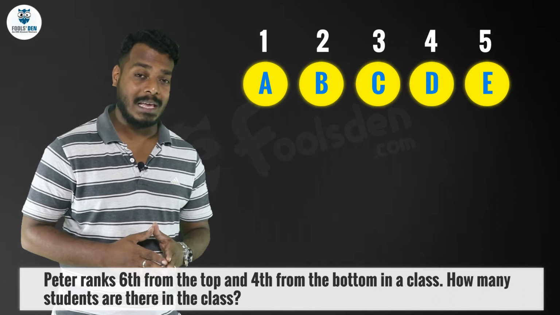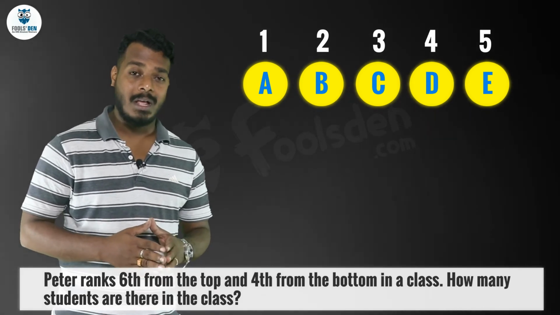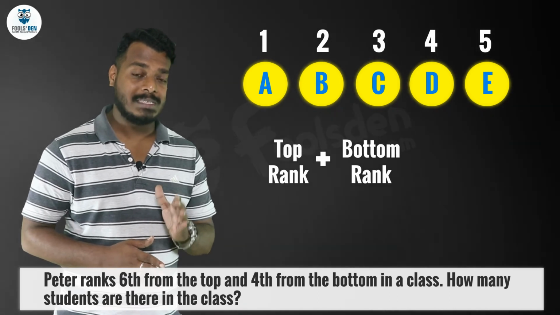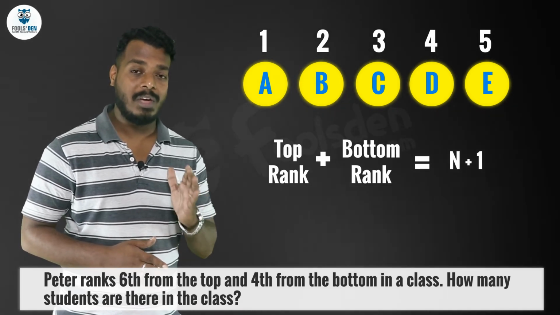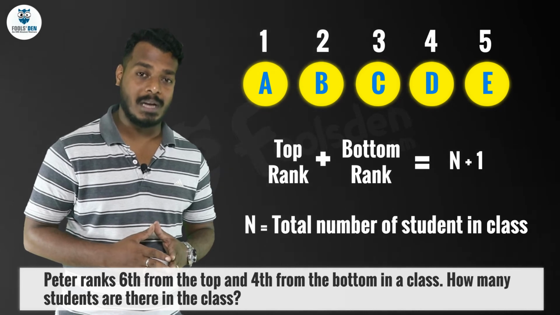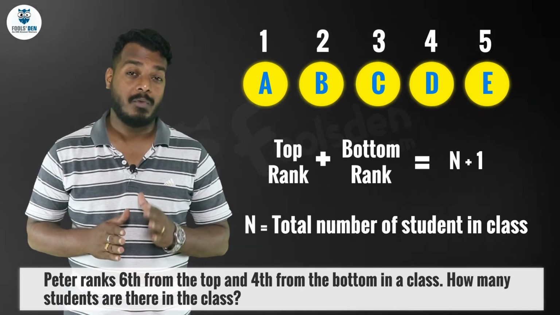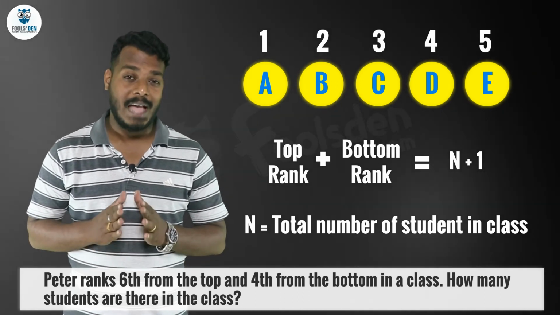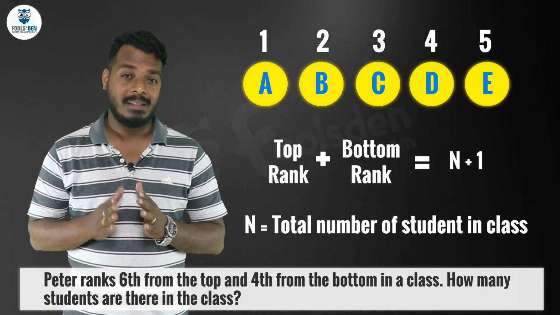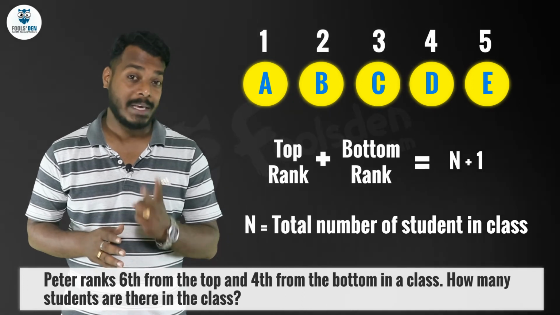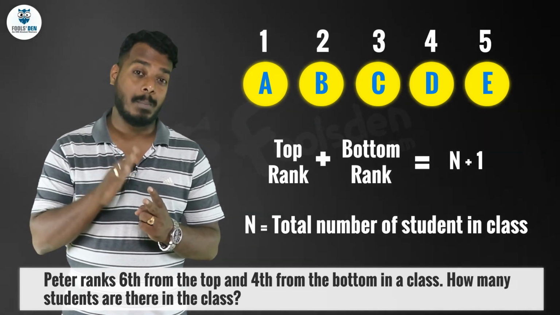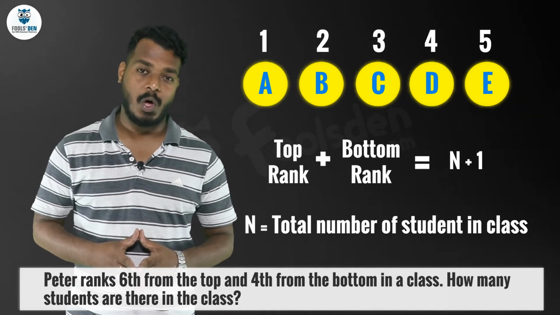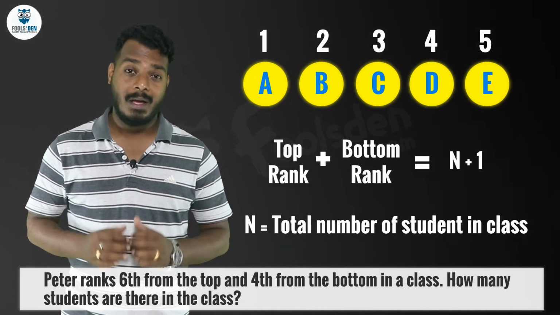So can we generalize this, that top rank plus bottom rank is always equal to n plus 1, where n is the total number of students in the class. Now you may have a question in your mind, where does this n plus 1 come from? Actually, you're counting the concerned person's rank twice, once from the top and once from the bottom. So it is plus 1. Using this concept, let's try to solve the question that I had given.